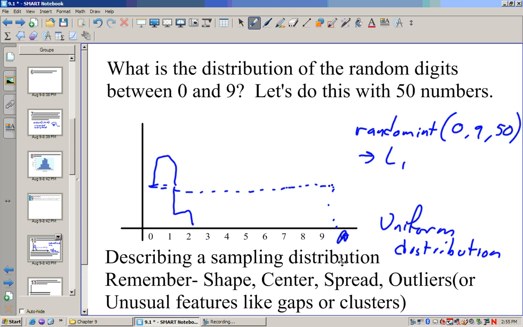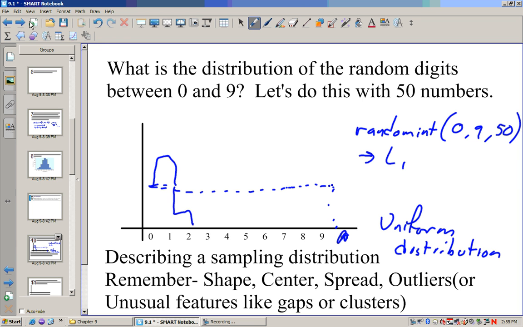So if I'm describing the sampling distribution, I would say its shape is a uniform distribution, its center is around 4 or 5, its spread is between, it has a range between 0 and 9, and it does not have any outliers.